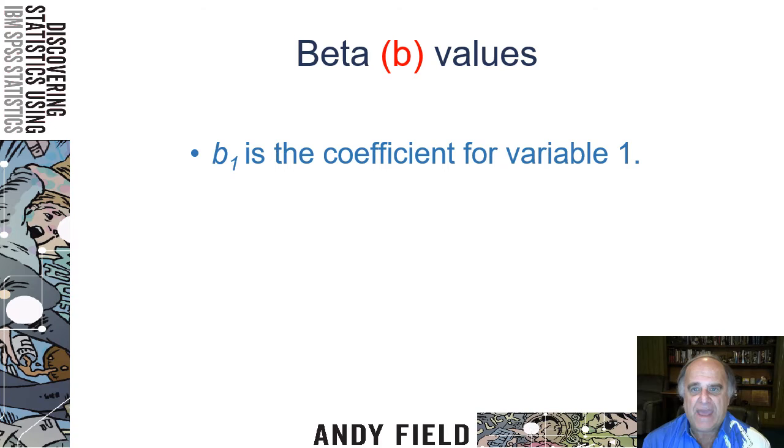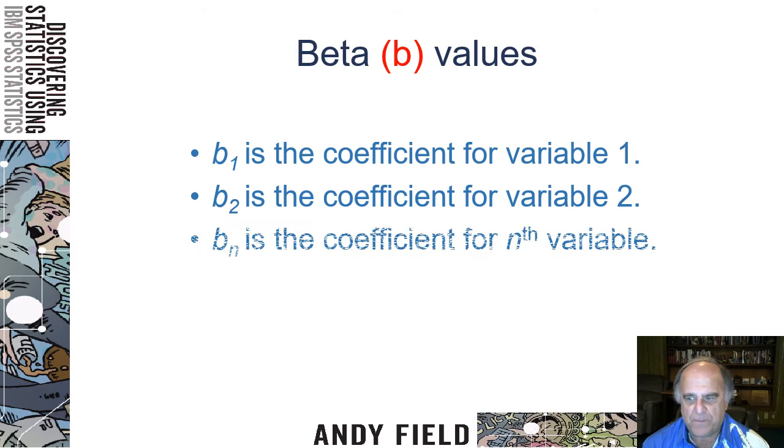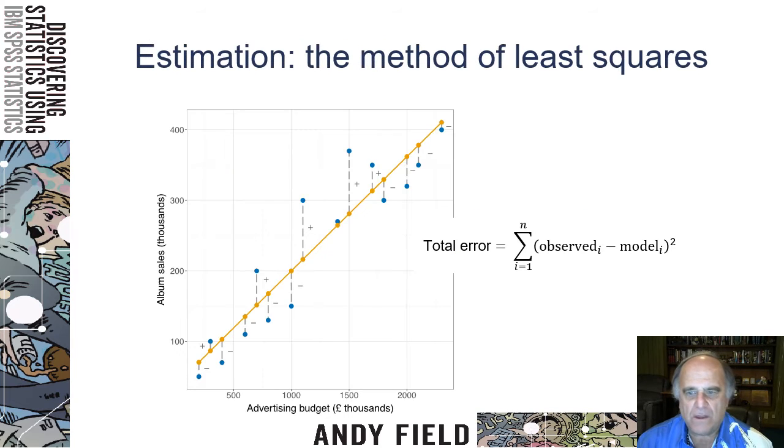Okay, so anyway, beta or B values. B1 would be the coefficient for variable 1. B2, the coefficient for variable 2, or X, these would be X. So B1 would be the coefficient for X1. B2 would be the coefficient for X2. And Bn would be the coefficient for Xn. Of course, again, in this case we're only dealing with simple regression.